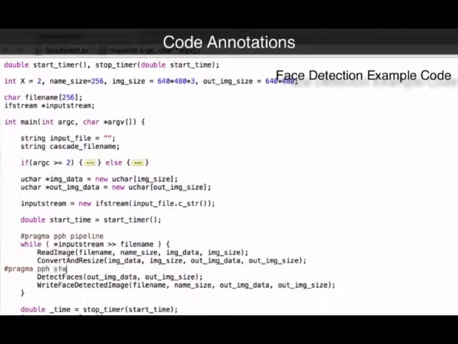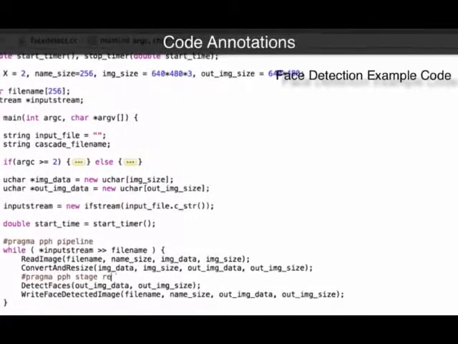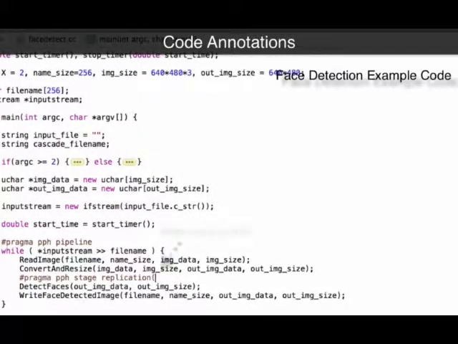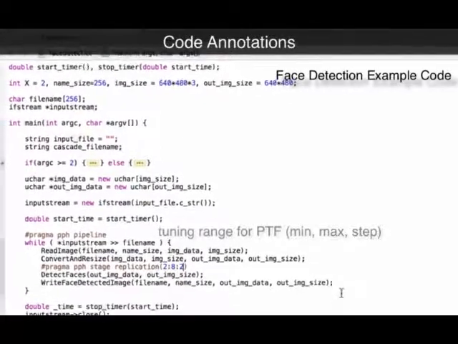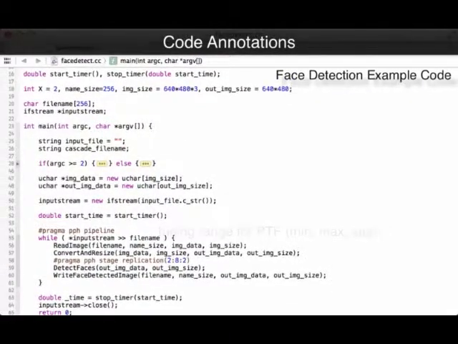PPH stage pragma may be used to set up the stage replication factor. We use it for the most demanding stage in the pipeline. For the tuner, we can provide a range for the replication factors and tell the tuning system to restrict the search space for this tuning point.